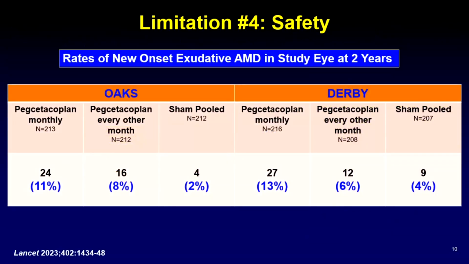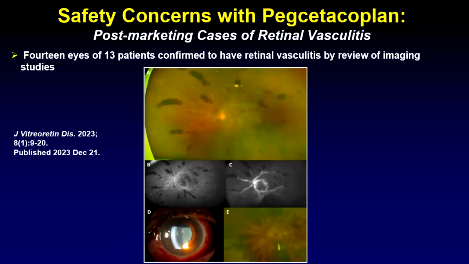Finally, the fourth limitation is a safety limitation. There was a much higher rate of developing choroidal neovascularization within 2 years in the groups given pegcetacoplan either monthly or every other month, compared to the 4% event rate of developing choroidal neovascularization in the sham group. And rarely, this is less than 1 in 1,000, but still, it exists, it's not zero. Participants or patients may develop retinal vasculitis in association with these injections.